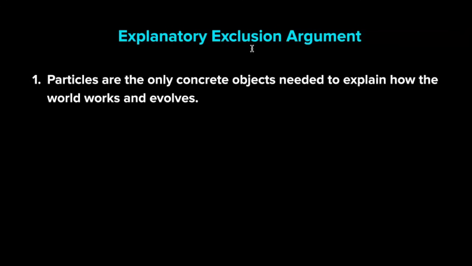The argument begins by noting that in order to have an explanatorily sufficient ontology, or a list of what exists that suffices to explain everything about the world, particles are the only concrete objects needed. Thus, we have premise 1. Particles are the only concrete objects needed to explain how the world works and evolves.